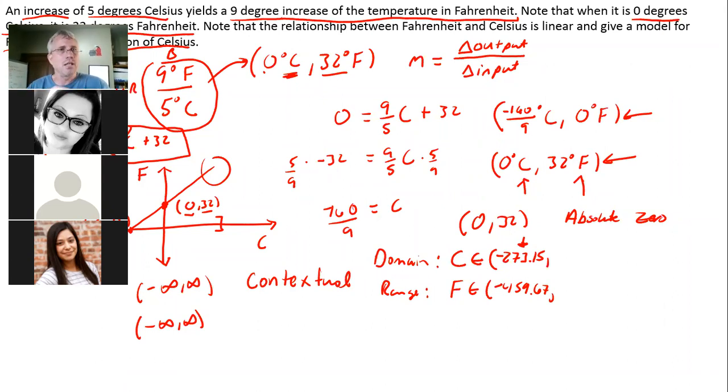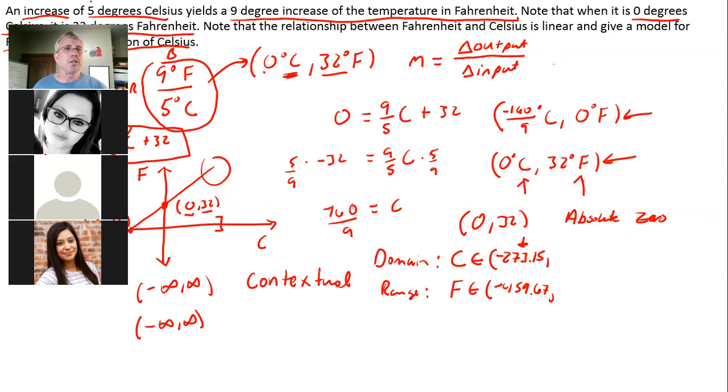And then sometimes domain and range is something you calculate, but then sometimes it's just something you have to think deeply about. What are the extremes? What are the extreme cases? The extreme cases will put constraints on the model, and that will become the contextual domain and range. I can't put arrows saying go to infinity, because temperature doesn't go to infinity.